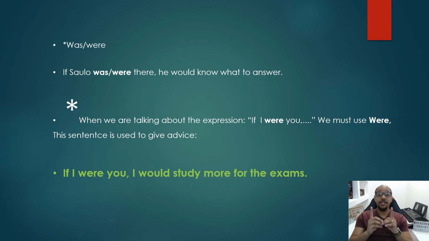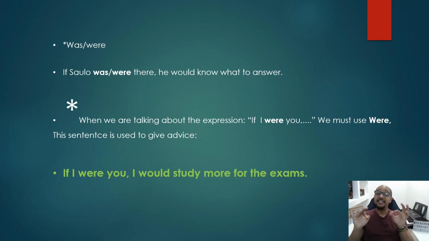Now, pay attention here. Was and were. The verb be in the second conditional. How do we use it? Let's see this amazing example. If Saulo was there, or if Saulo were there, not here, there, he would know what to answer. Of course. If Saulo was there, if Saulo were there, he would know what to answer.